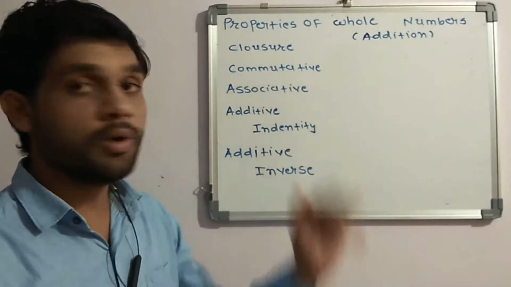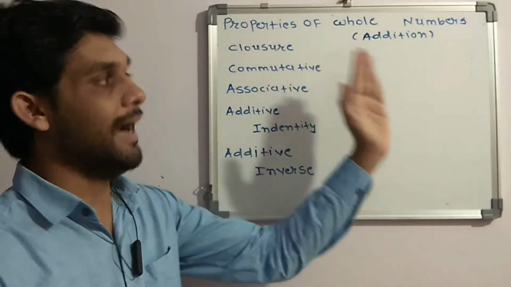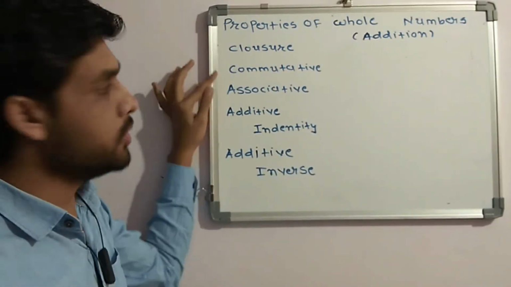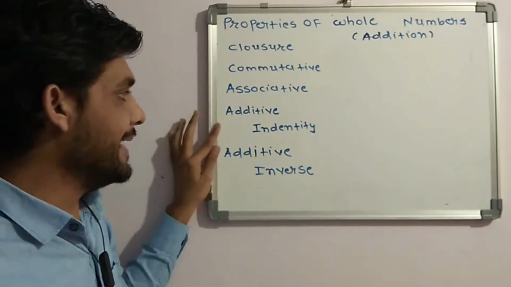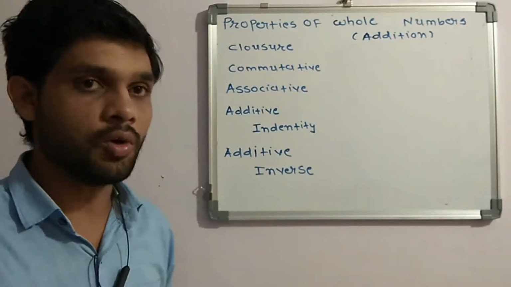So today we are going to learn about properties of whole numbers, in which first addition. For addition we have five properties: closure, commutative, associative, additive identity and additive inverse. So let me start with the first, closure property.